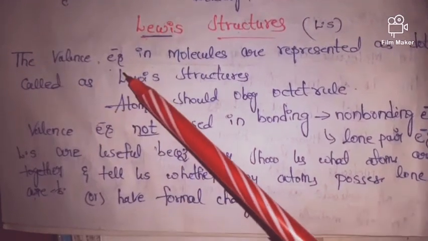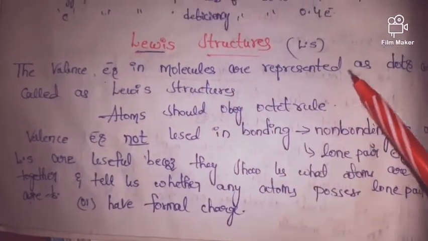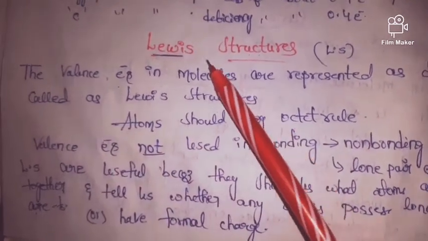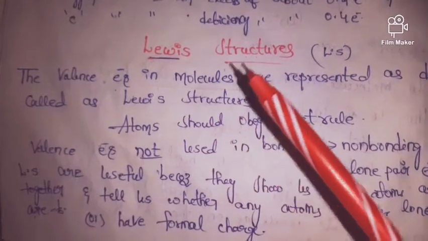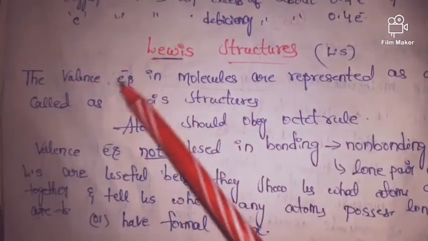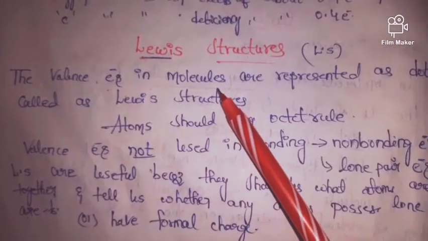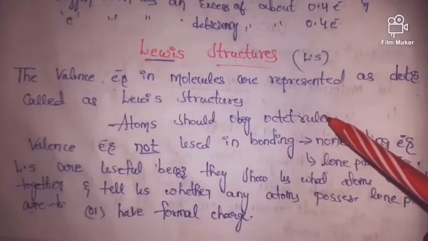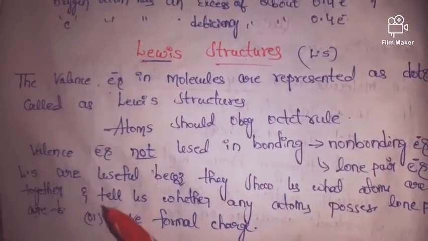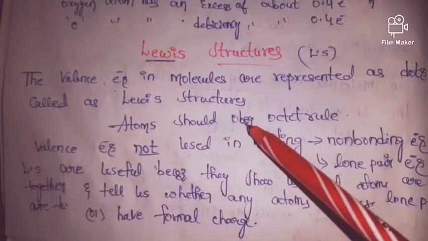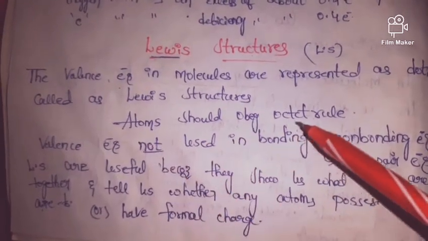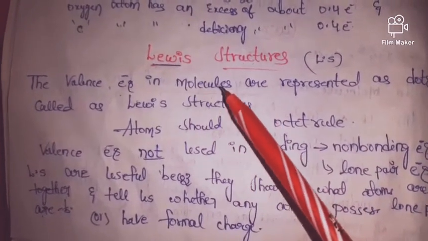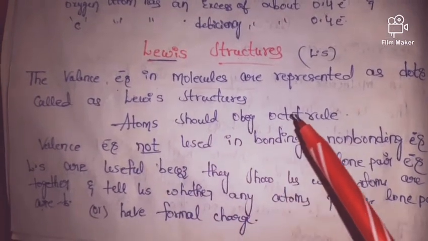The valence electrons in molecules are represented as dots and are called Lewis structures. We know that for every atom, valence electrons are present. Similarly, in molecules, the valence electrons are represented in the form of dots, and they are called Lewis structures. The atoms in the molecules should obey the octet rule.